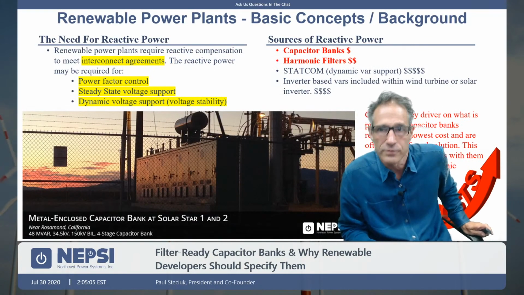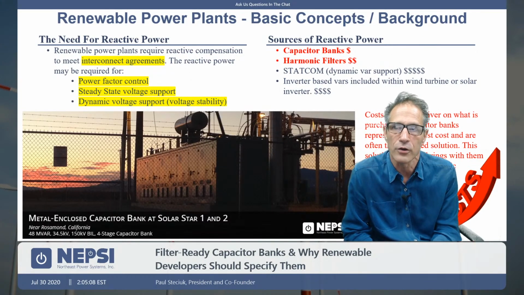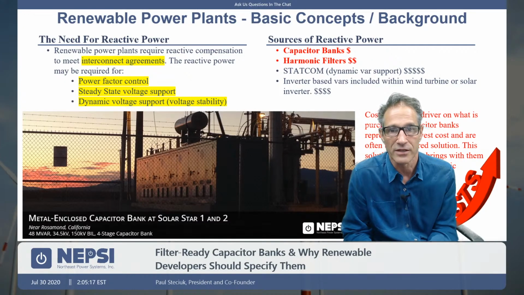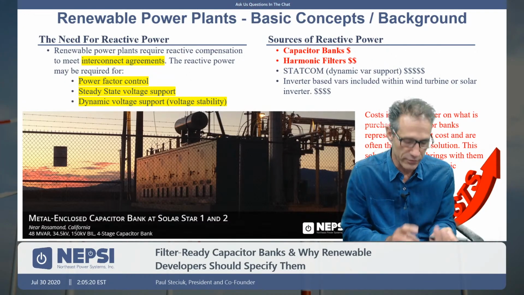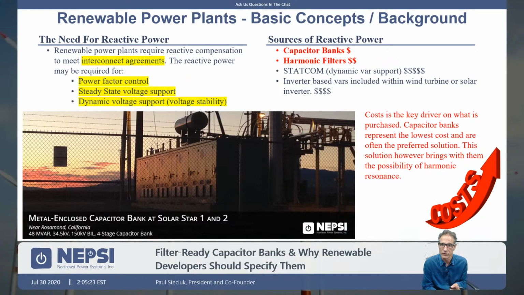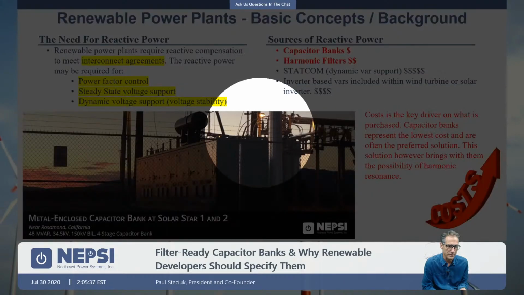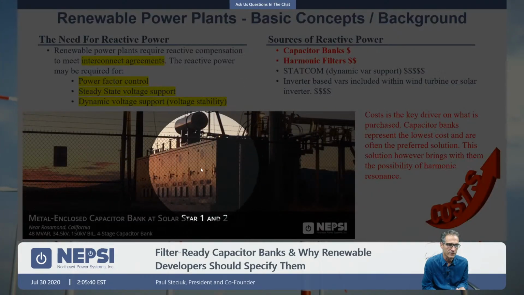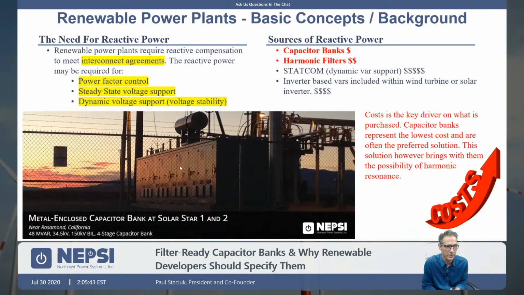So let's talk about some basics first. Renewable power plants most oftentimes have some type of reactive power requirement. There's an interconnect agreement, and reactive power is required for the facility, either for power factor control, for steady state voltage control, dynamic voltage support, voltage stability. Some type of interconnect study is required. The interconnect study gets done and a determination is made that reactive power is required. Sometimes that reactive power can be quite significant. You can kind of see here 48 megavars for this system. So 48 megavars in a metal enclosed system that we supplied quite a few years ago at this point.